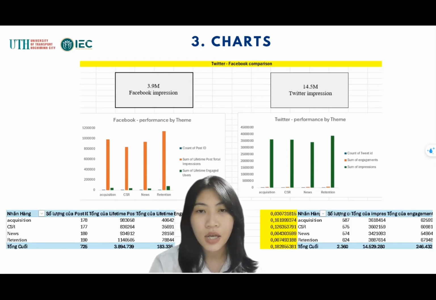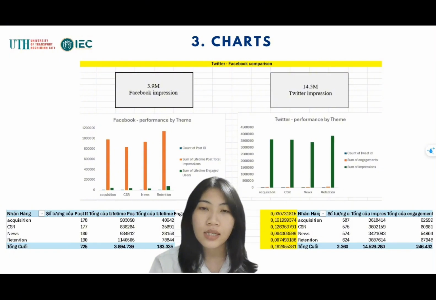Acquisition ranked second with around 983,000 impressions and more than 40,000 engaged users. A noticeable finding is that new generated more impressions than CSR but attracted fewer engaged users. In other words, higher visibility didn't necessarily lead to stronger interaction. Retention performed best on Facebook, suggesting that content focused on maintaining customer relationships was more attractive to Facebook users.